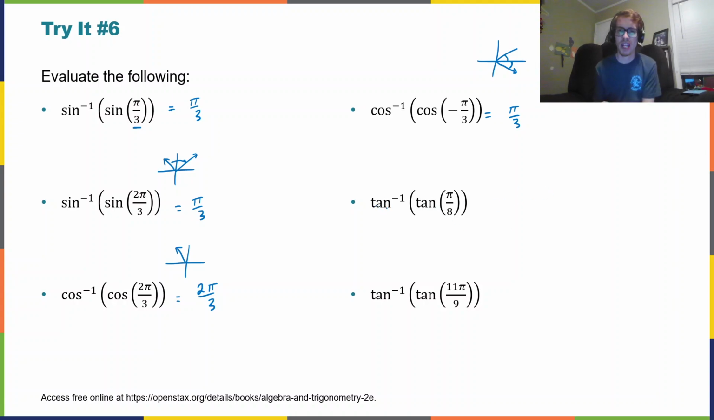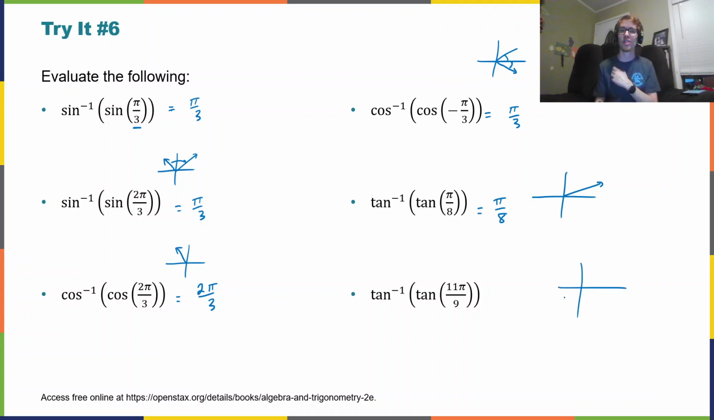Now, inverse tangent of pi over 8. Pi over 8 is definitely in the first quadrant, so this will just be equal to pi over 8. Tangent is restricted to the first and fourth quadrants, if you recall. Brought that up a few times so far. All right. Last part of number 6 is inverse tangent of 11 pi over 9.